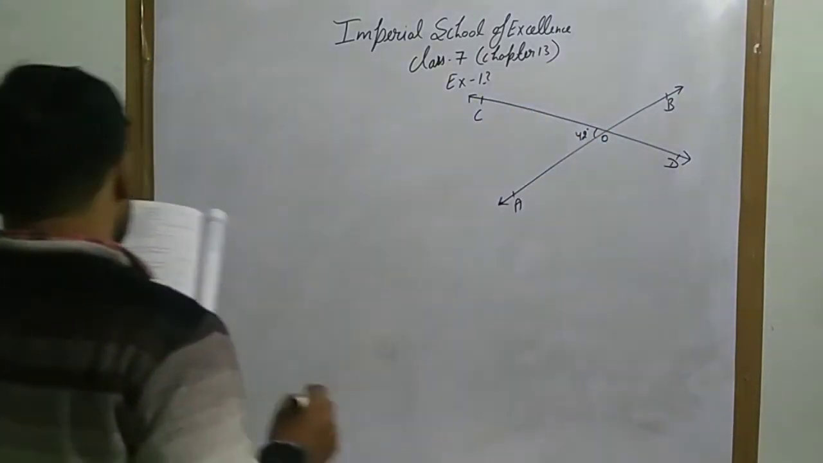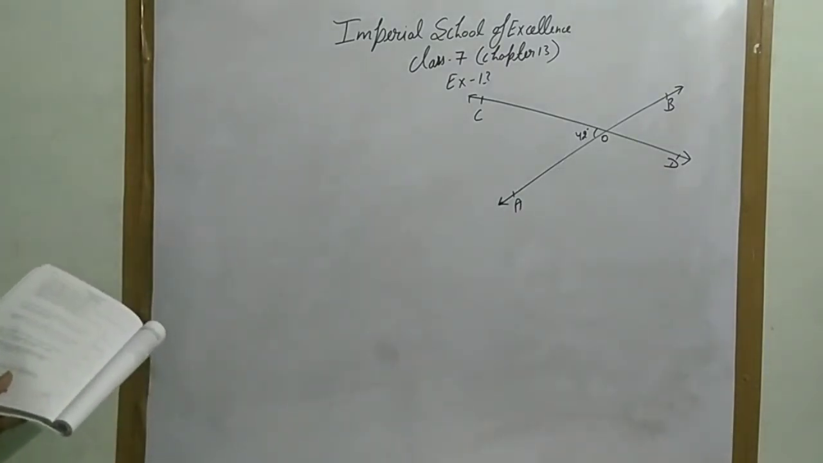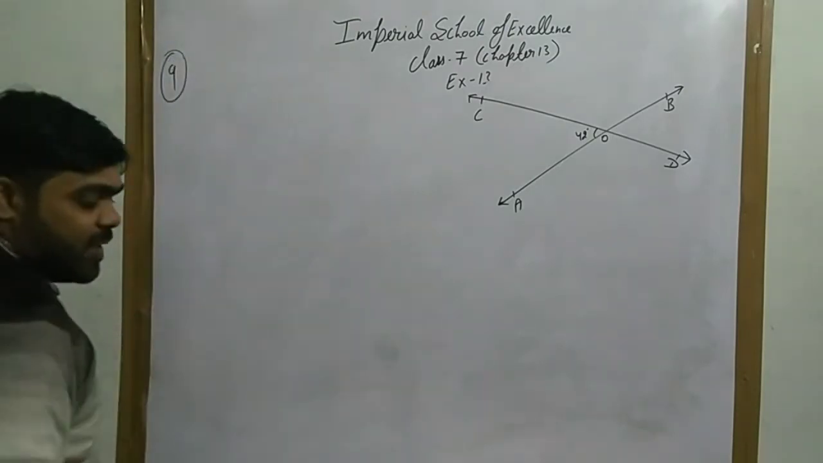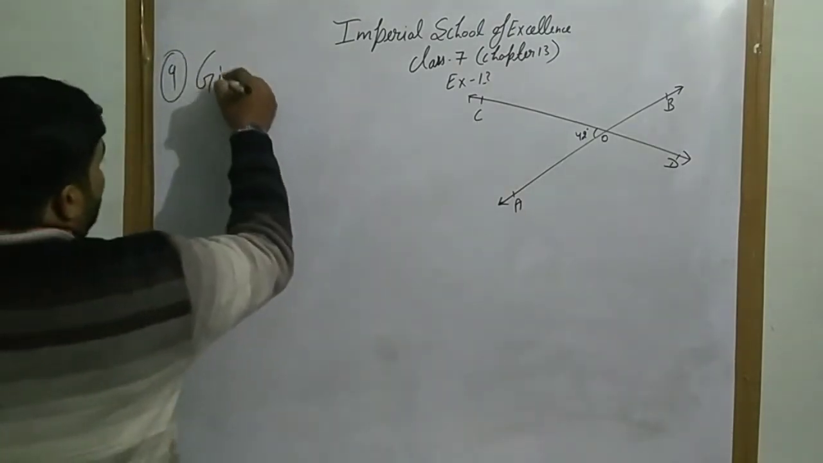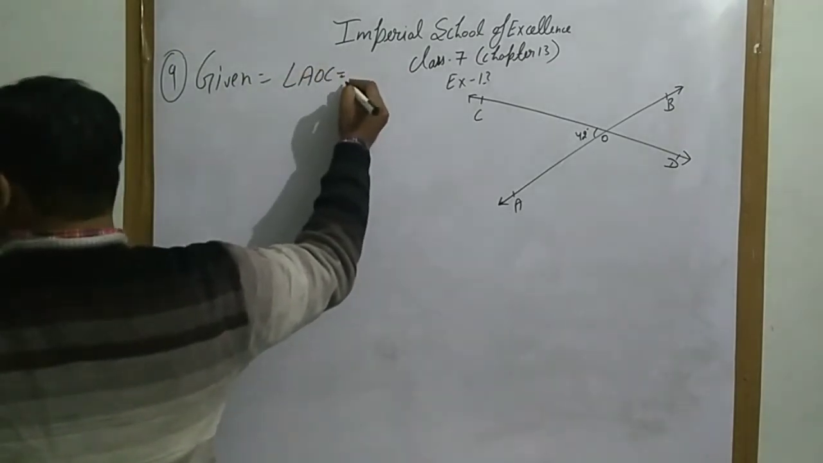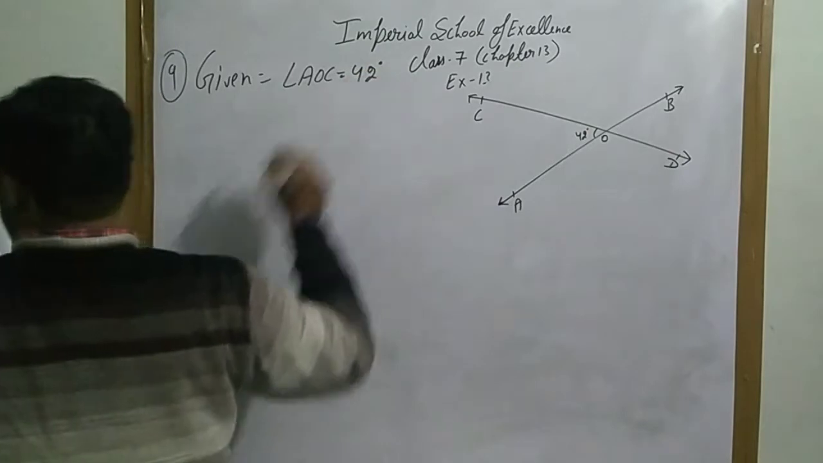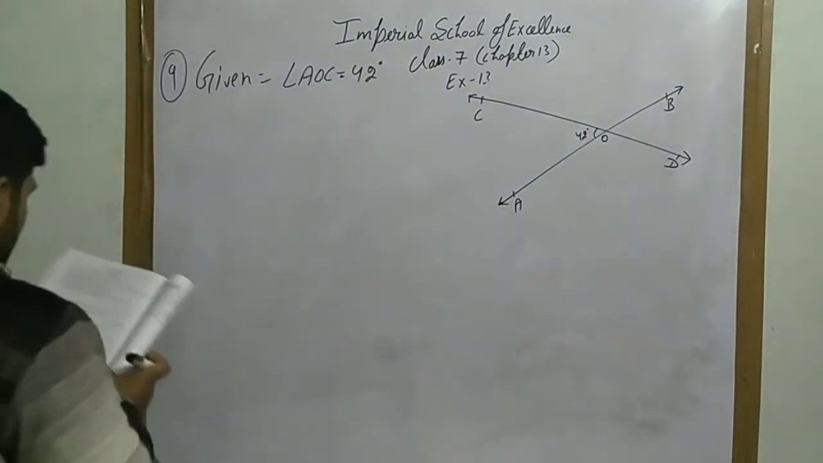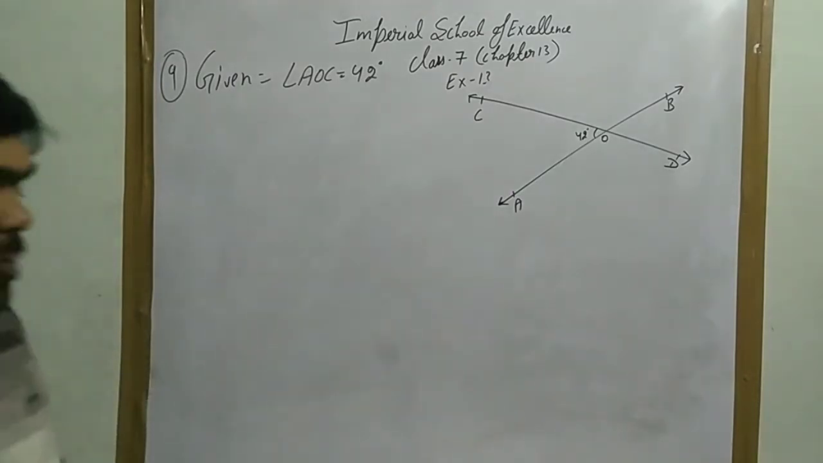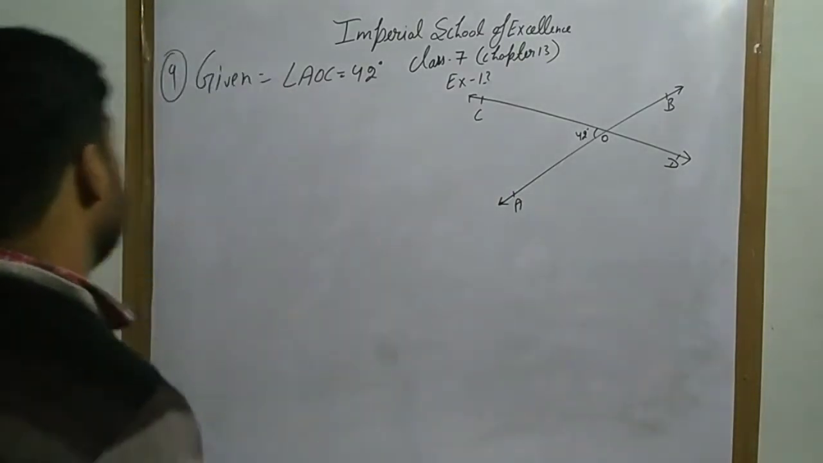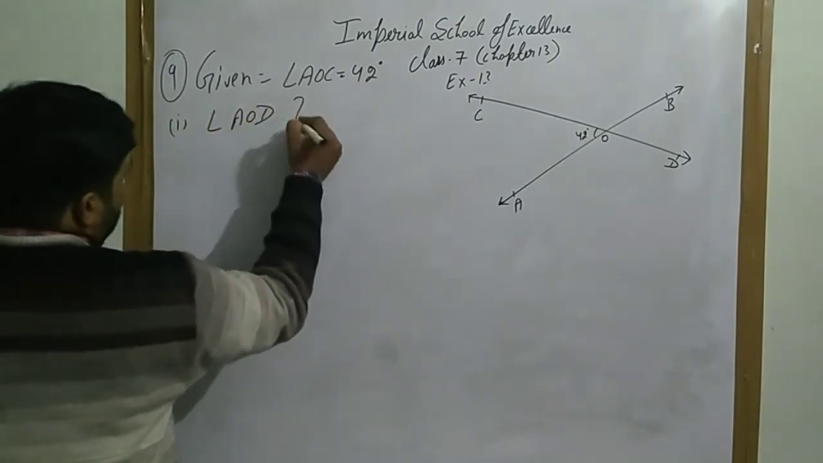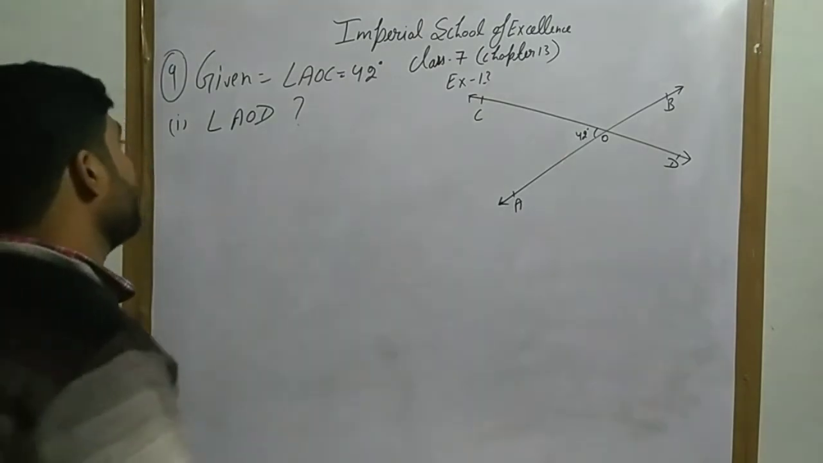You have to see what is given here: angle AOC equals 42 degrees. Only this is given. What we have to find, we have to find in three parts: angle AOD, angle BOD and angle COB. First of all we will find angle AOD. Now the first part, angle AOD, we have to find.